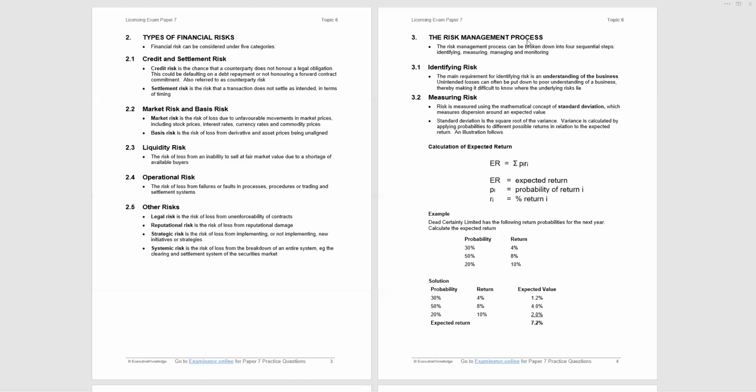So at the bottom of the page under solution, you will see that we take each of the probabilities, 30%, 50%, 20%, and we multiply them against the return. Now, when you do these calculations, you don't take 30 multiplied by 4 and get 120. No, one of them has to go to decimal. So probability 0.3 multiplied by the return of 4%, that is 1.2%. So we're weighting each of the possible returns by the probability of them occurring. So expected value, 1.2, 4%, 2%, we add them up. The expected return, the weighted average return for Dead Certainty Limited is 7.2%.